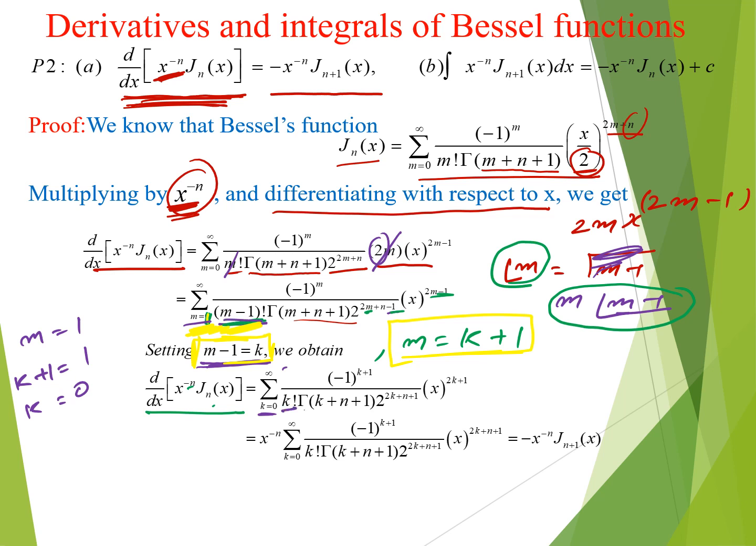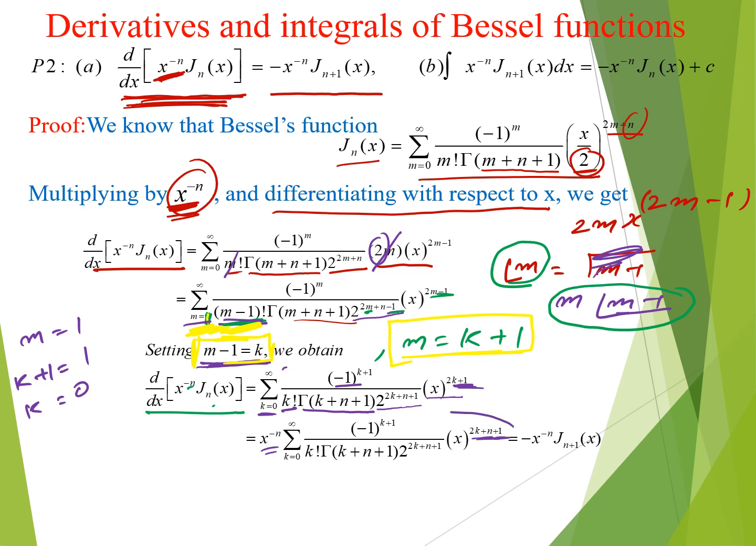So the summation starts at k is equal to 0 to infinity, and this m minus 1 factorial is converted to factorial of k, and gamma k plus m n plus 1, and in the numerator minus 1 to the power m is converted into minus 1 to the power k plus 1, and this 2 to the power 2m plus n minus 1 is equal to 2 to the power 2k plus n plus 1 and x to the power 2k plus 1. So finally, if we take x to the power minus n outside, that means we have to take x to the power minus n common.